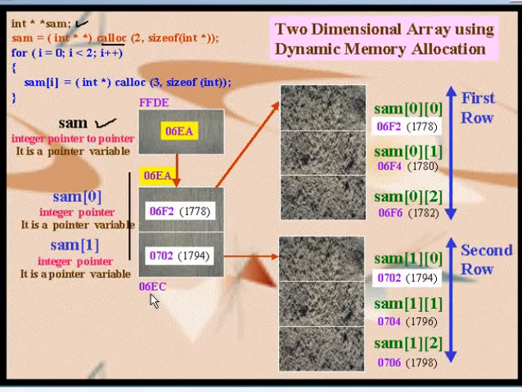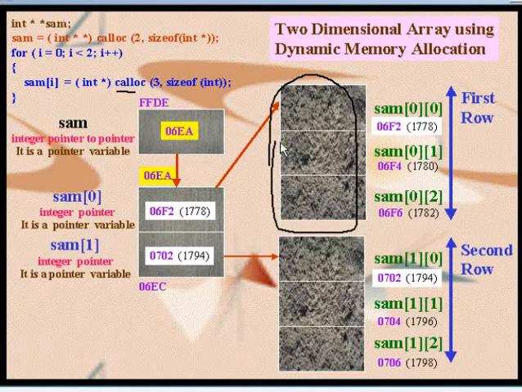Again you observe the for loop. When i is equal to 0, the function calloc will reserve another memory area from the heap area, that is this area. Okay, observe now Sam00, Sam01 and Sam02, they are in the continuous memory location. So address of Sam00 is 06F2. So 06F2 plus 2 is equal to 06F4. 06F4 plus 2 is equal to 06F6.